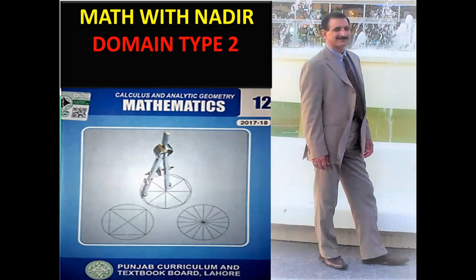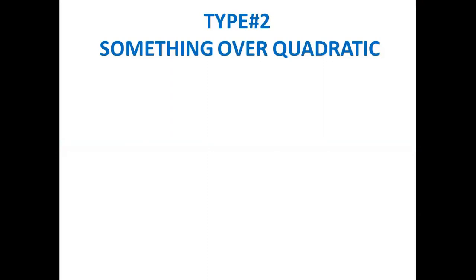What is type number two? Type number two is something over quadratic. Last time we did something over linear. Today we are going to start the second type of domain, that is something over quadratic. Let's start the questions.